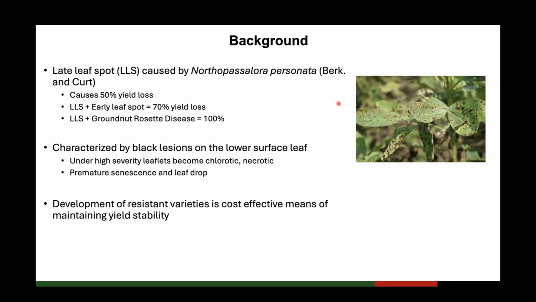Leaf spot is characterized by black lesions on the lower surface of the leaf, and under high severity, the leaflets become chlorotic and necrotic, and there's premature senescence and leaf drop from the plant. Several methods have been used to control the disease, including use of fungicides. However, this is expensive for small-scale farmers, and development of disease-resistant varieties is the most cost-effective means of maintaining yield stability among the small-scale farmers.